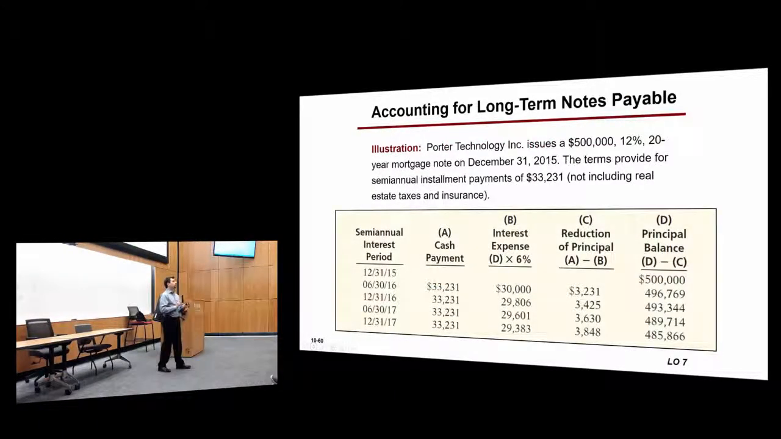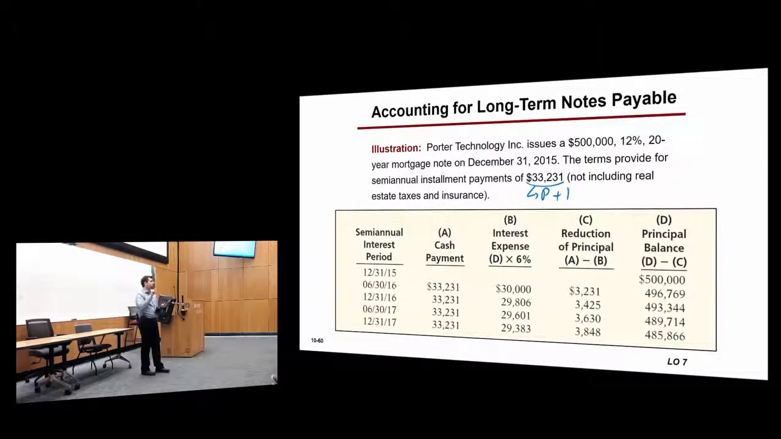The company, when they first record it at the beginning, it would be notes payable 500,000. So that's the amount at face value originally. In this example, Porter Technology issues a 500,000, 12%, 20-year mortgage note on December 31st. The terms provide for semi-annual installment payments of 33,231. Every 6 months, the company will make this payment. Now, this payment is made up of two parts: principal plus interest.